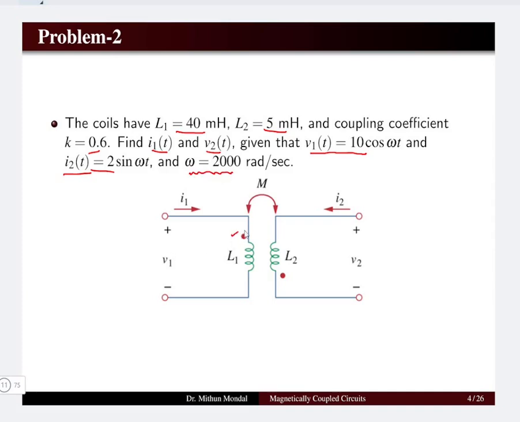We have marked the dots at the extreme ends of the inductances, where the current I1 is entering the dot and the current I2 is entering the non-dot position. So the mutual inductance induced voltage will be negative. Let us see the solution.